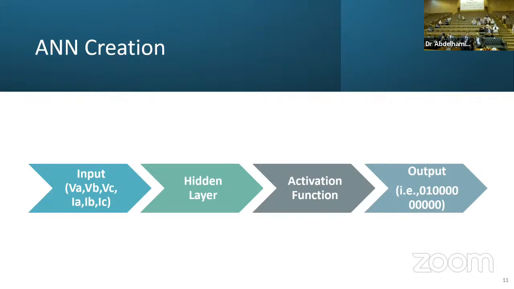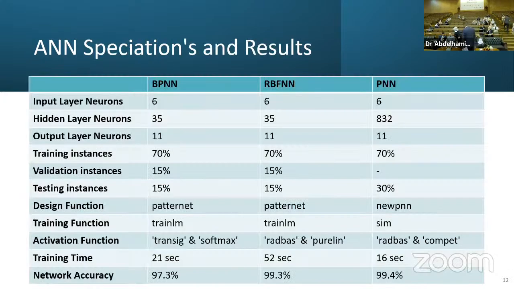We prepared the input values, which are the three-phase mean voltage and current. Then they went through many calculations in the hidden layer using the corresponding training function. Then they moved to the next layer to apply the proper activation function based on which artificial neural network we use, and deliver the final output, which is a dummy value that represents each fault type, like this one here that represents the BG fault. Let's have a look at this table, which represents the ANN specifications and results.